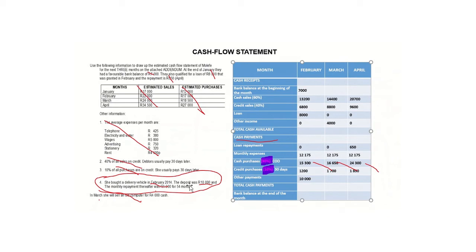Then we continue the statement. They say, and the monthly repayment thereafter was 1,000. The monthly repayment thereafter was 1,000 for 54 months. So immediately after paying the deposit, thereafter I start paying 1,000 rand every month. So there will be 1,000 followed by another 1,000.